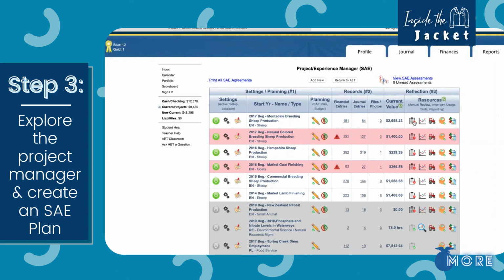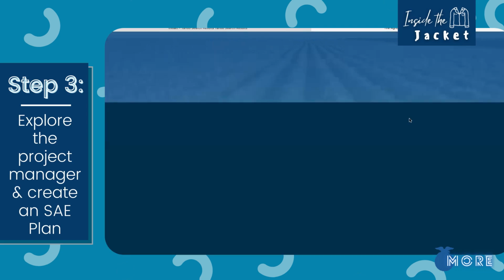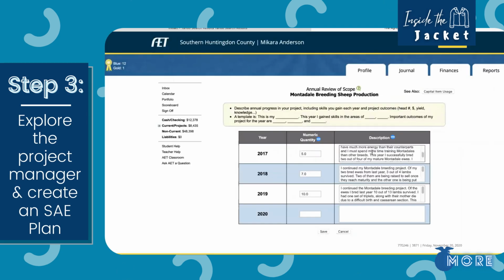In addition, something that is really important we fill out at the end of every year is the annual review. On the annual review, we can put in how many animals or hours or whatever the scope of our project may be. We can put that in the numeric quantity. And then in the description, this is your opportunity to explain why you increased your scope or why your scope decreased, as well as anything that you learned or maybe something that you would like to get better at in the next year of your SAE project.